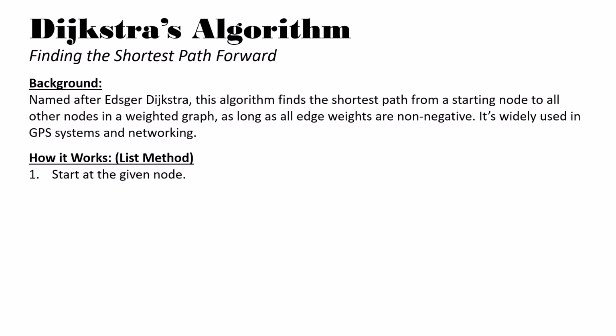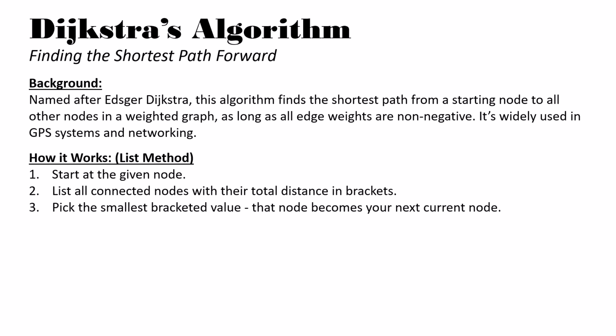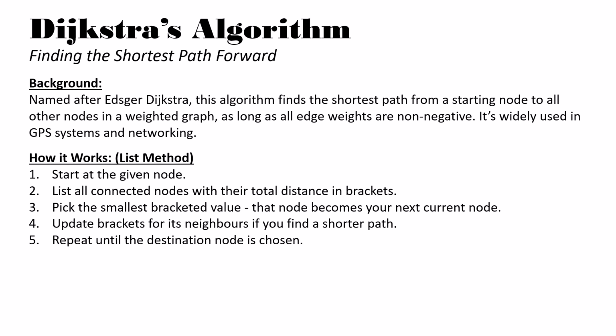So how I'm going to start is with the given node. I'm then going to list all the other nodes that are connected to it, and I'm going to put their distance, and that's the total distance, in the brackets. I'm going to pick the next smallest bracketed value of my working nodes. That becomes my next locked in or live node. And then I continue that until I get to my destination.